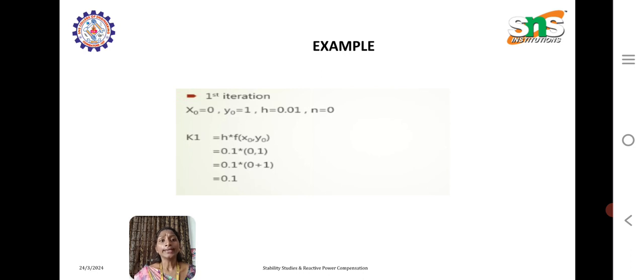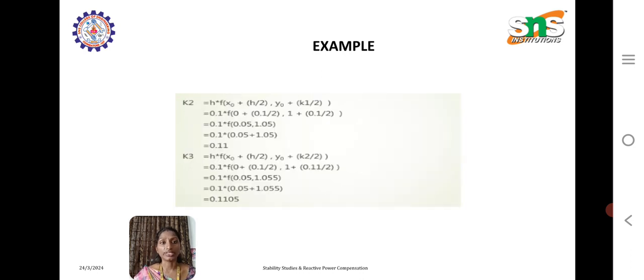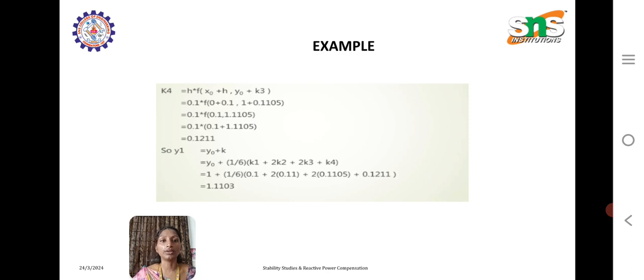First order, as we all know, x naught, y naught, h, n, all the values we know, where the k1 formula is h into f of x naught, y naught. So h's value is 0.1 into f of 0 comma 1, so 0.1 times 0 plus 1 will give you 0.1. This is the equation for first order. Similarly, k2 is h times f of x naught plus h by 2, y naught plus k1 by 2. Just substitute the values: k2 is equal to 0.11 and k3 is equal to 0.1105. And similarly we are going to solve k4.